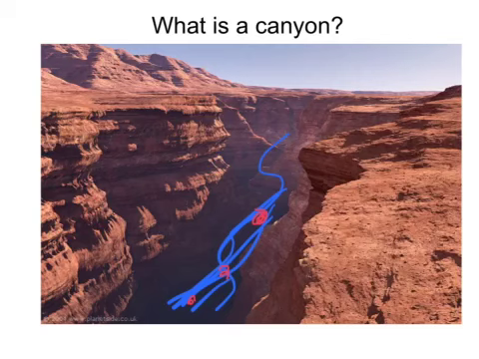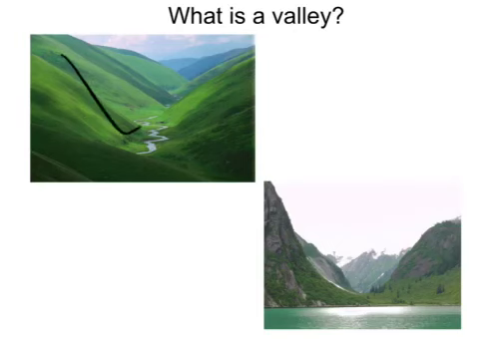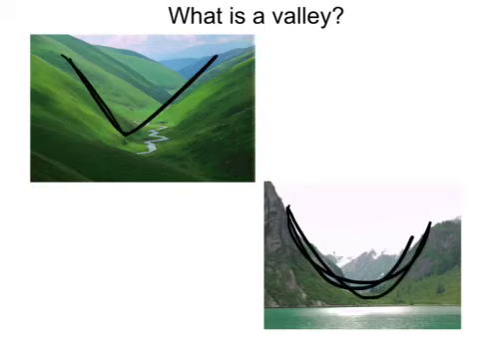Valleys can be either V-shaped or U-shaped. Those are the two most common types. They also most often have a river flowing down the middle, which was used to help shape the valley itself. And they most often have cross sections of slopes or hillsides along the edge of the valley.